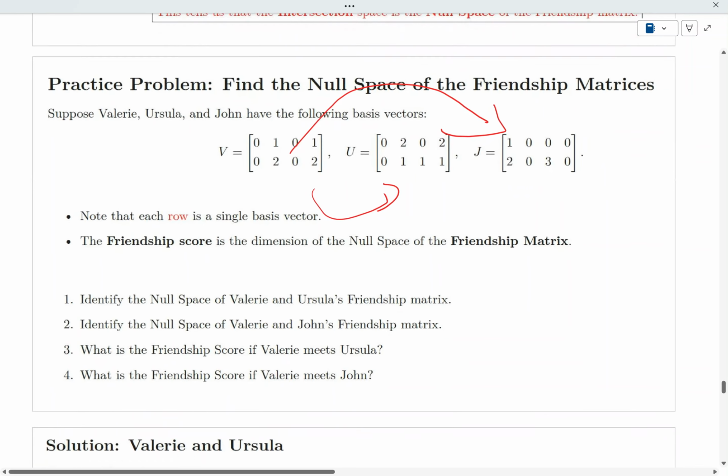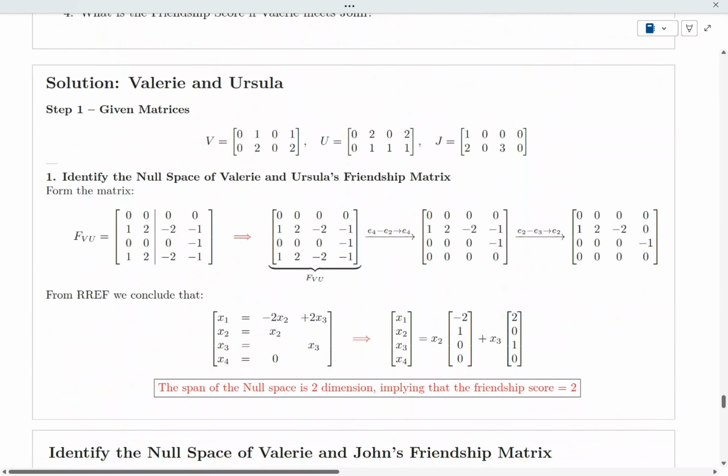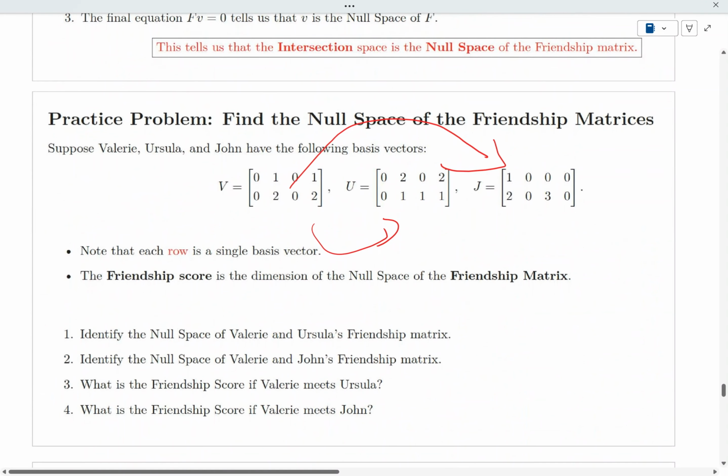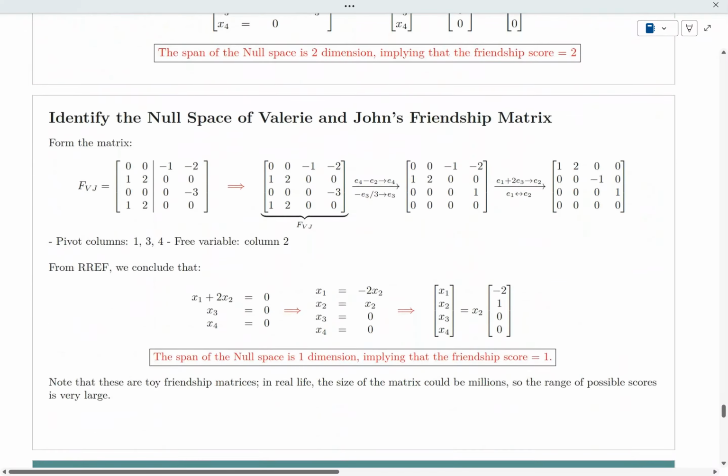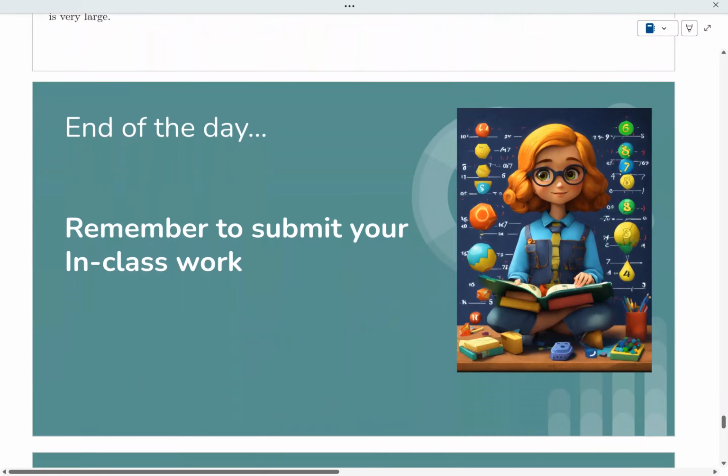Okay, so that's that. You want to pause it and then see if you can solve this. And then here's the solution. That's it for today.